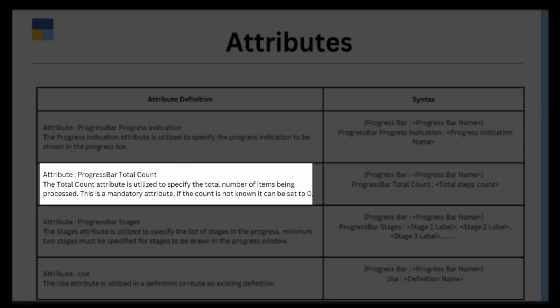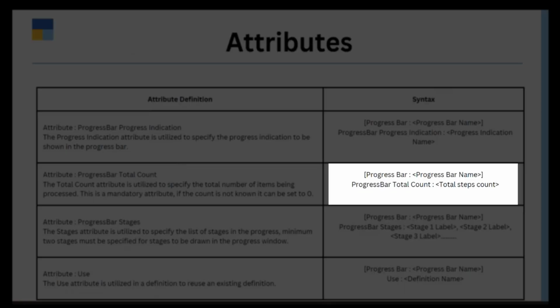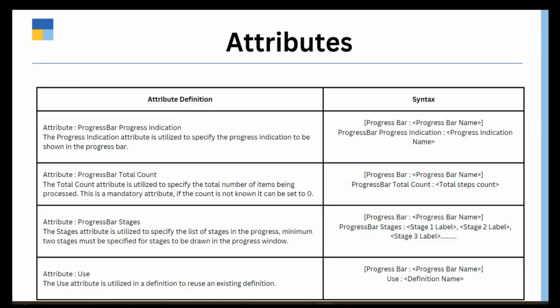This attribute is used to specify the total number of items being processed. This is a mandatory attribute. If the count is not known, it can be set to 0, and the syntax for the same is as shown: attribute name, which is total count, followed by defining the total step count.